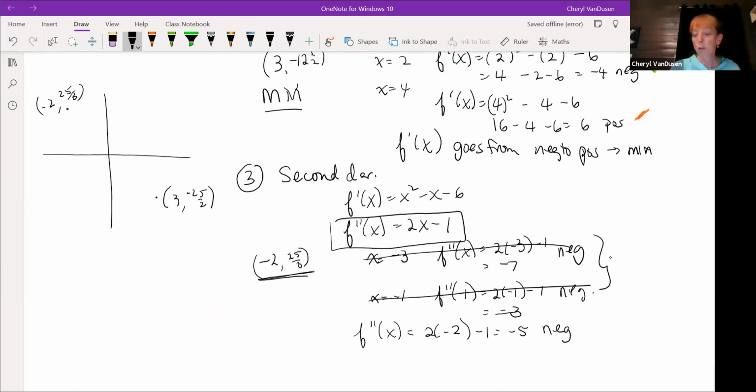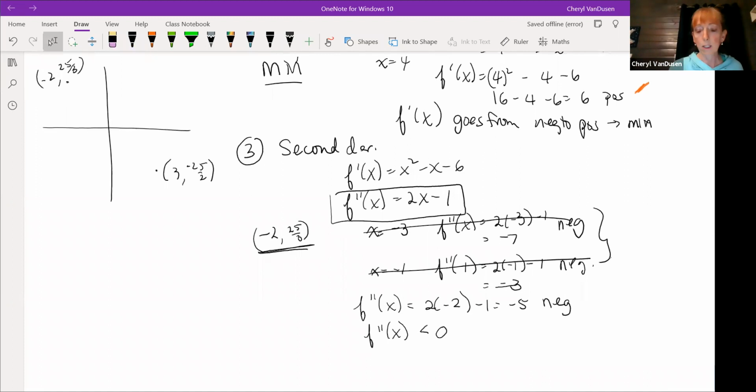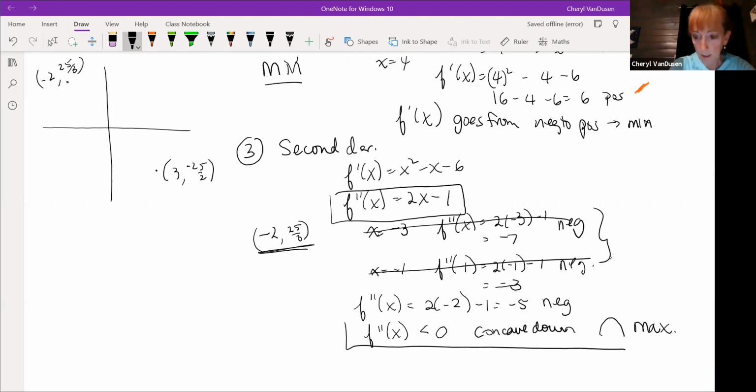All right, so negative, again, it's more important that it's negative. The 5 is not so important. So when we say negative, the second derivative is less than 0. When the second derivative is less than 0, it means that our graph is concave down. This is something you will need to know. Concave down means opening down, which means maximum, right? So when the second derivative is negative, we have a concave down or we have a maximum.